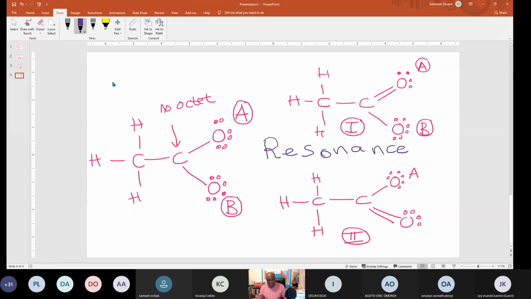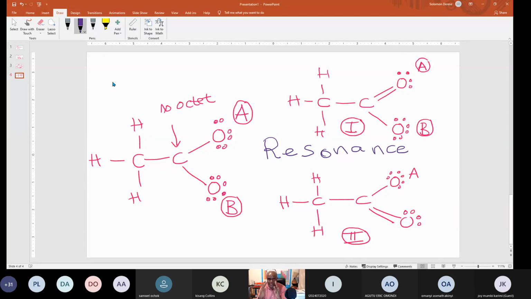So resonance, resonance structure, etc. comes when we fail to represent the structure of a molecule adequately by a single structure. When the structure of a molecule can be represented by more than one structure, the theory of resonance comes into play. I have not yet explained this theory, okay?